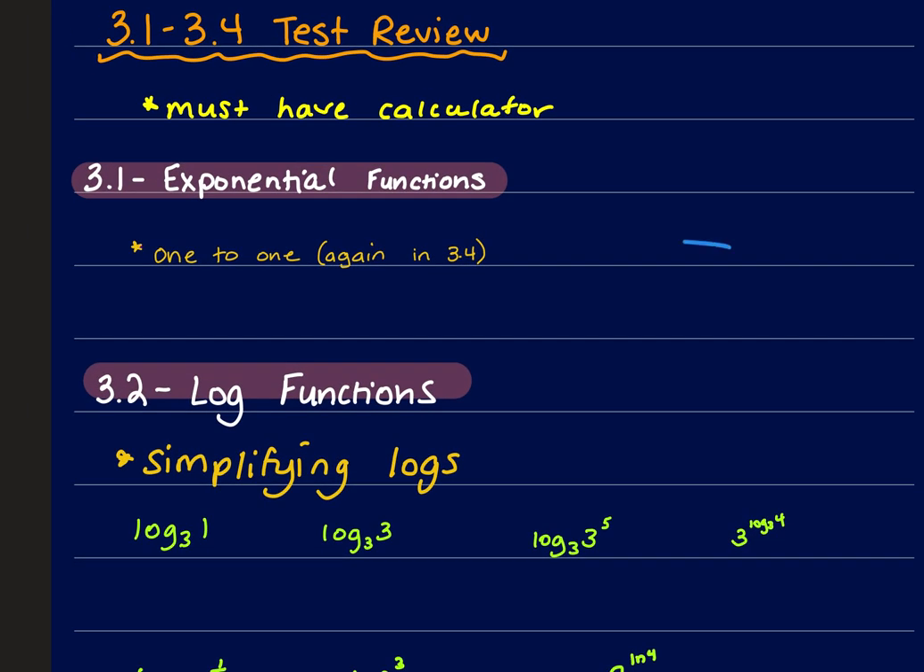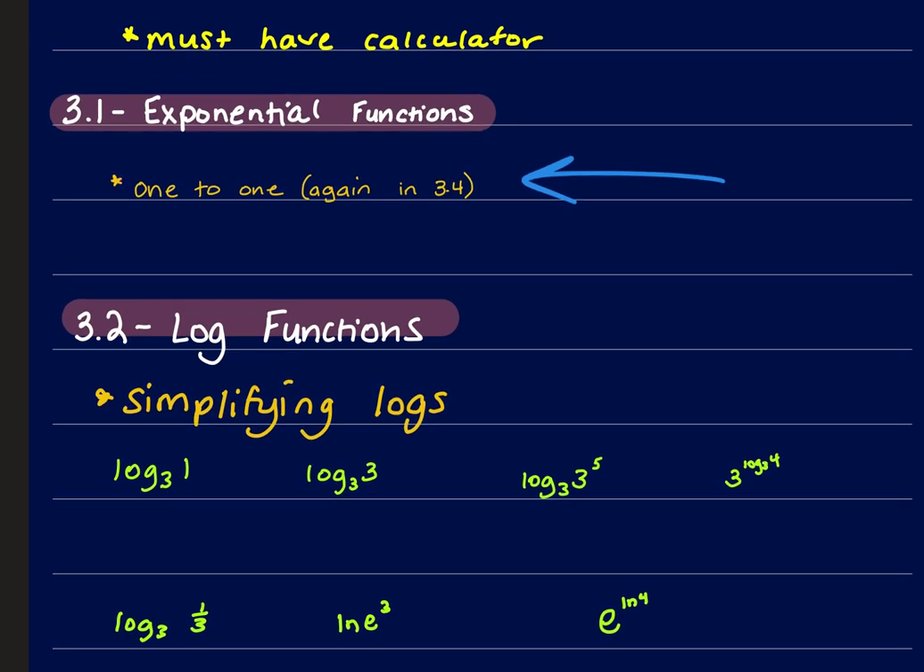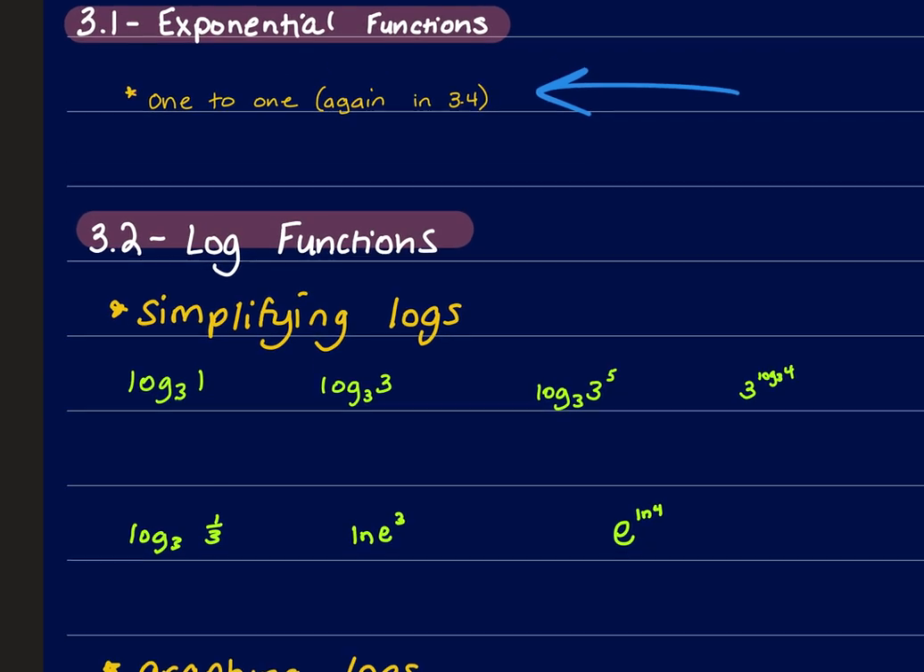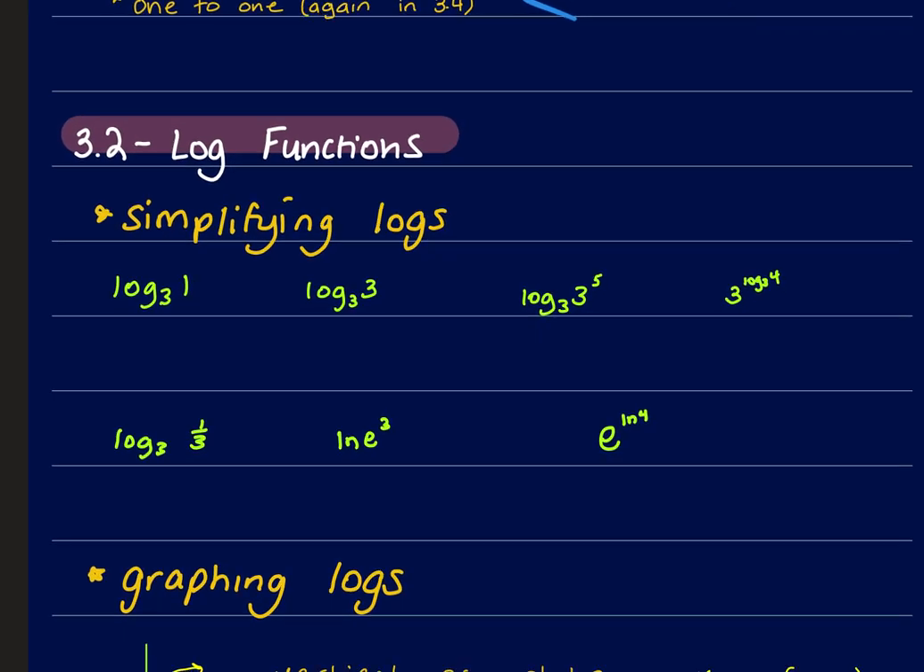I put 3-1 on here, but really it's not a 3-1 test. It's just that that part of 3-1, the 1-to-1 part, came back in 3-4. So you saw it again in 3-4. But really 3-1 itself is not in. Like the graphing of the exponential functions are not on your test. 3-2 is when we got introduced to all those log functions.